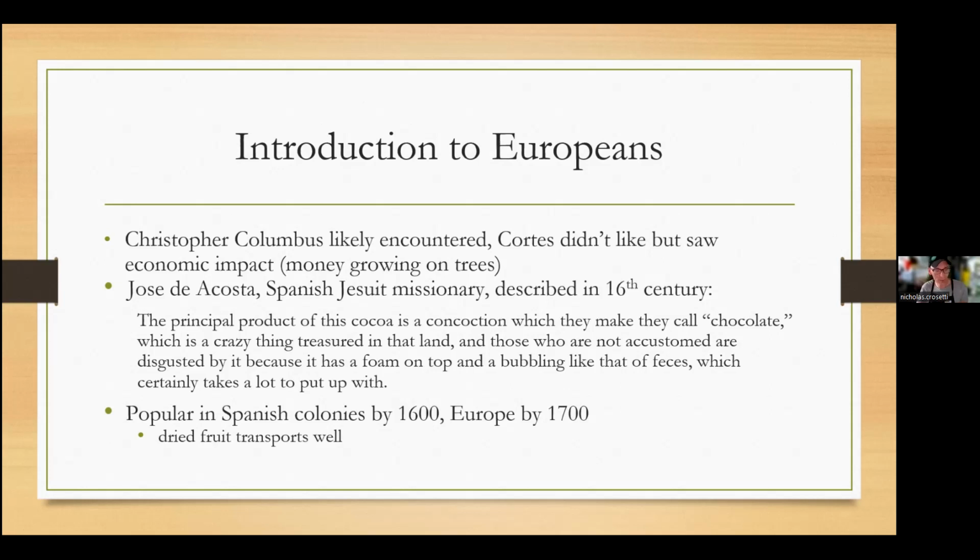An interesting quote I found from one Spanish missionary in the 16th century described a concoction which they made called chocolate, which is, to those who are not accustomed, disgusting, with a foam on top, bubbling like that of feces, which is certainly a lot to put up with. And I would imagine to Europeans in the New World, trying to drink this strange beverage would not be something that they were used to or particularly like right out the gate. But they did bring it back to Europe. By 1700, it was popular all throughout the continent.